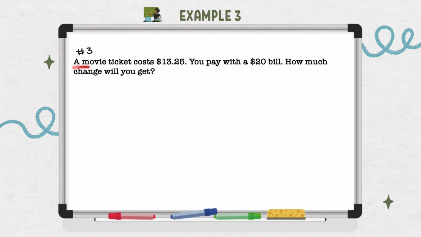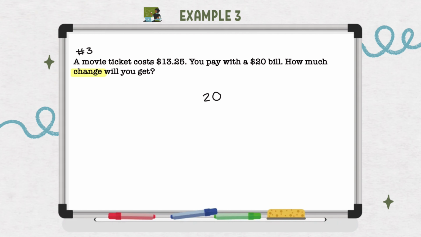Example 3. A movie ticket costs $13.25. You pay with a $20 bill. How much change will you get? So there is our keyword, change. That means we should be subtracting. So we're going to subtract from the total amount that we had, which was $20, how much we spent, which was $13.25. So first, I'm going to write 20.